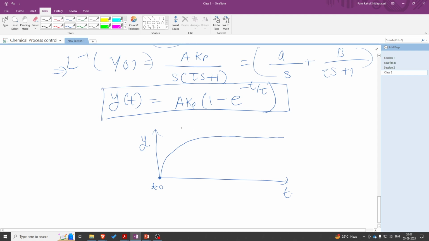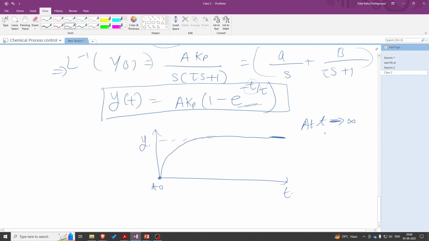So after some time, this thing will become constant. That is, we can say that at t tends to infinity, the response will become constant. So if you just put t equal to infinity in this equation, it will become 1 upon infinity. So basically that will become 1 upon e raised to infinity. So this term will become 0.